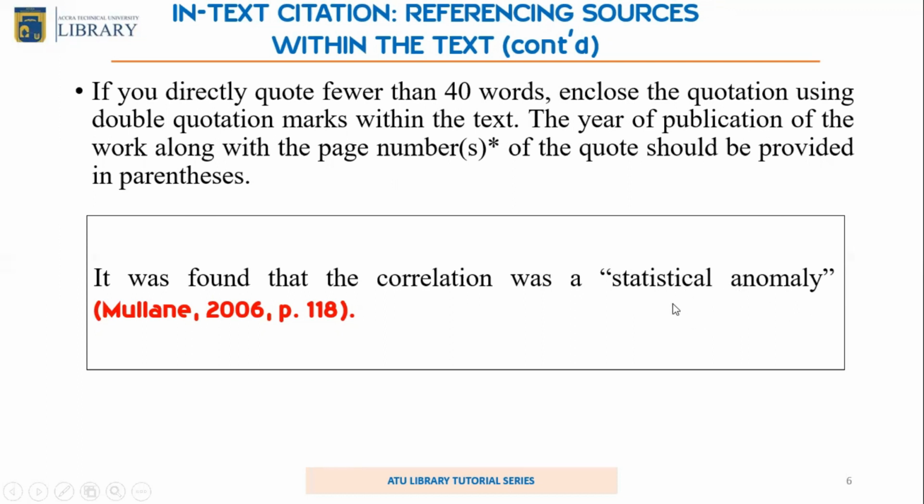So this is actually the quote. And because it is fewer than 40 words, we have it in quotation marks. That is double quotation marks. And we have the author's name, we have the year of publication, and we have the actual page number that we are quoting directly.